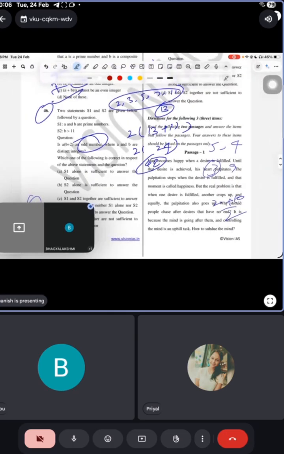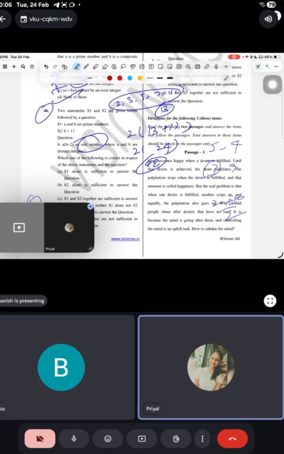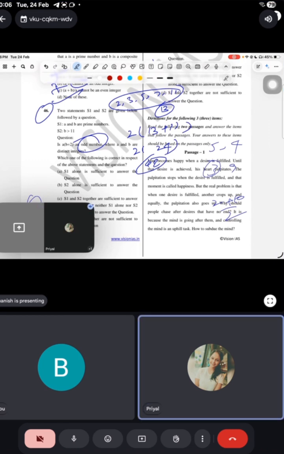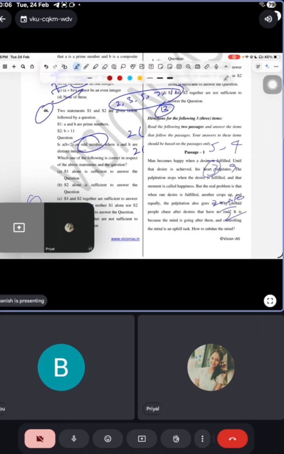B more than 11. Why have you taken 11? B should be more than 11. So take 13. So 13 plus 2 is 15, 15 into 2 is 30. See, this is an even number. The question is saying odd number.